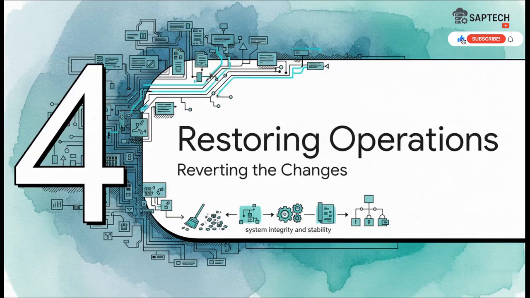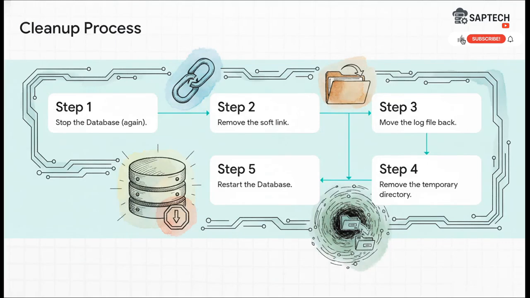Okay, crisis averted. The system is back up. But our job isn't quite done. That soft link was an emergency fix, a temporary patch. Now we need to go back and clean up our work to make sure the system is stable and healthy for the long run. So the cleanup is pretty much the reverse of everything we just did.